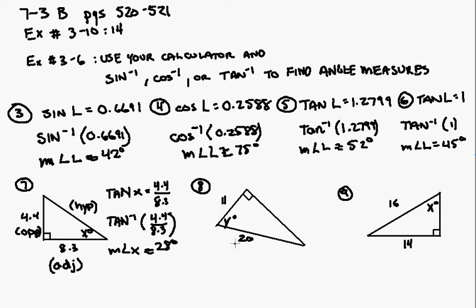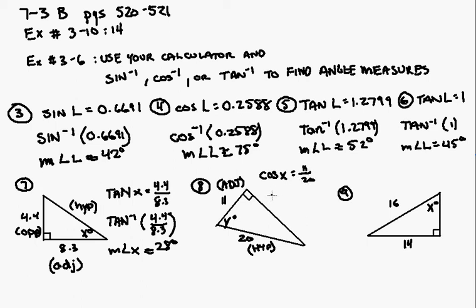Okay? Going to number 8, here again identifying the sides that are given to us. 20 is your hypotenuse, and 11 is your adjacent, and the ratio we would use, adjacent over hypotenuse, is going to be cosine. So we know cosine X is 11 over 20.